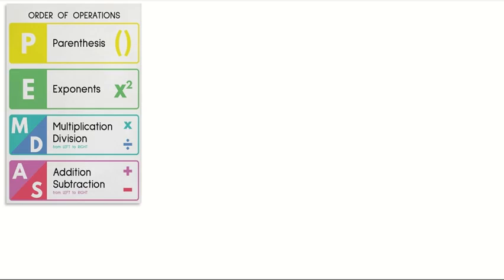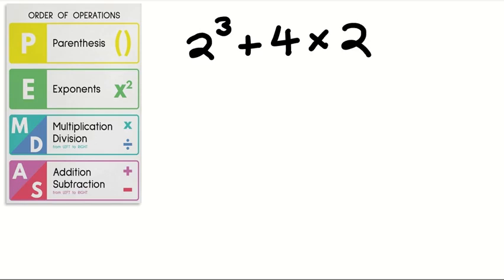What if we introduce exponents? So what if we have this? 2 cubed, also known as 2 to the 3rd power, plus 4 times 2. What do we do first? Well, we don't got parentheses, so we don't do those first, but we do now have exponents. We have 2 to the 3rd power. Now, do you remember what 2 to the 3rd power means? That actually just means 2 times 2 times 2. You're just multiplying 2 by itself 3 times.